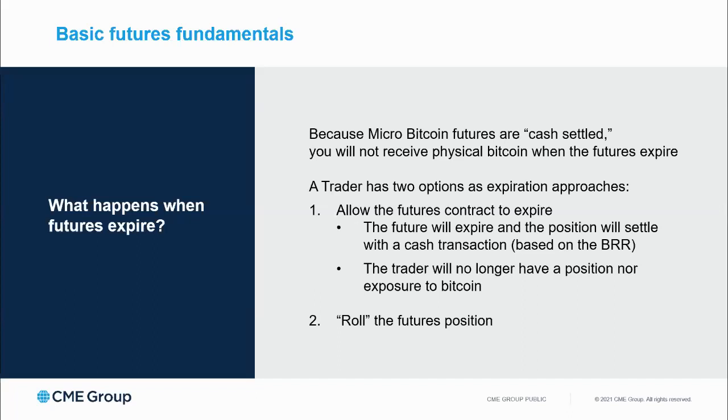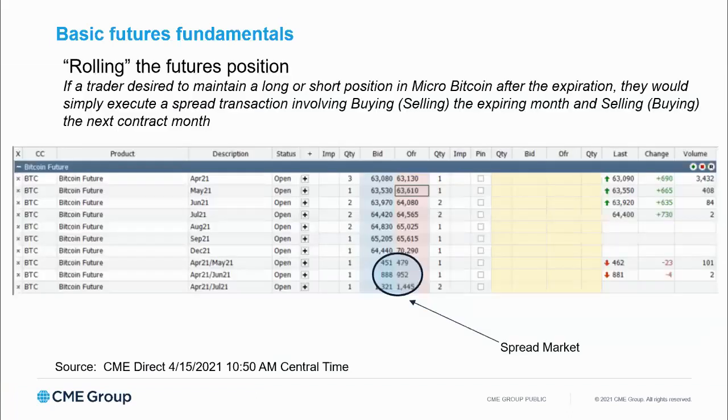But if you want to maintain exposure to Bitcoin and you don't want to let your contract expire, you can roll your futures position. What we mean by rolling your futures position: say that you had a position in the April contract and you wanted to roll that position to maintain exposure going into May. So when you're nearing last trading day in April, you'll sell your April position and you'll simultaneously buy into the May position.